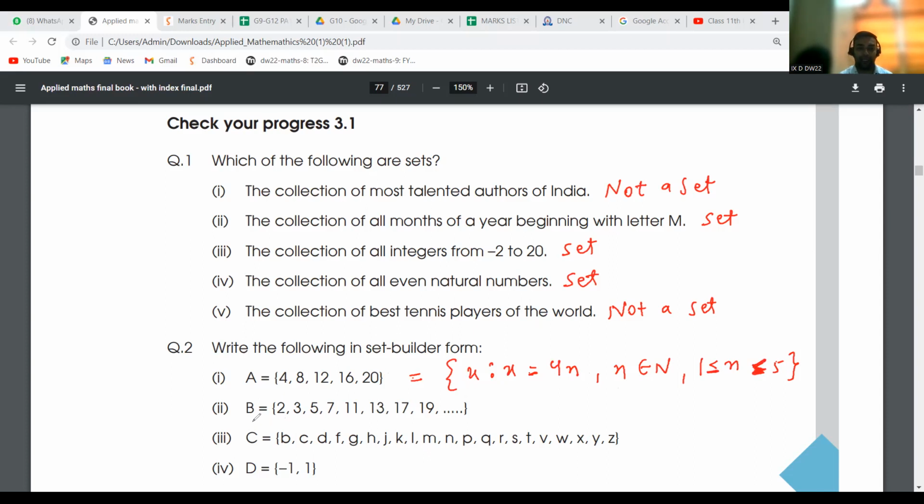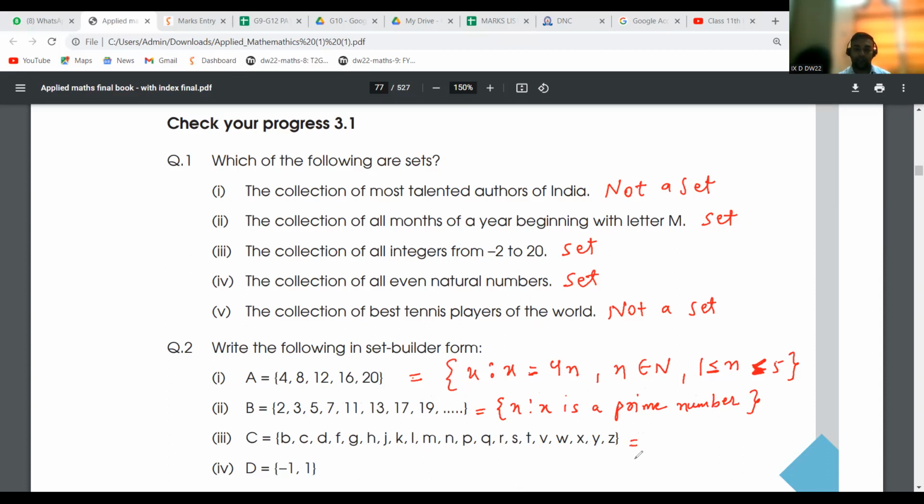Then after that, P is 2, 3, 5, 7, 11, 13, 17, 19. So all these numbers are actually prime numbers. You can see 2 is a prime number, then 3, then 5, then 7, then 11, 13, 17, 19, and so on. So how will we write it here is x such that x is a prime number, right? Similarly, we can recognize this also.